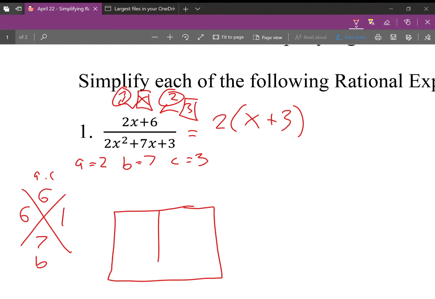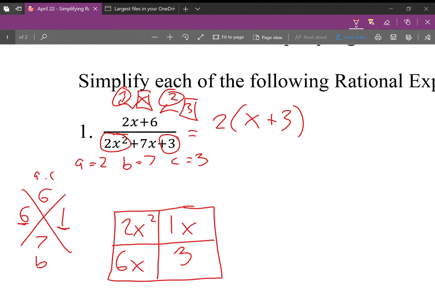Remember, when a is not 1, we next need to go to the box. So here's my box. The first term goes in the upper left, 2x squared. The last term goes in the bottom right, which is positive 3. And then the two numbers here become 6x and 1x. Now let's go ahead and set this up.